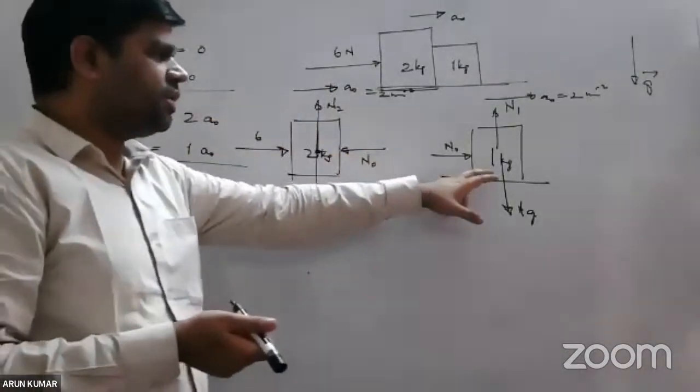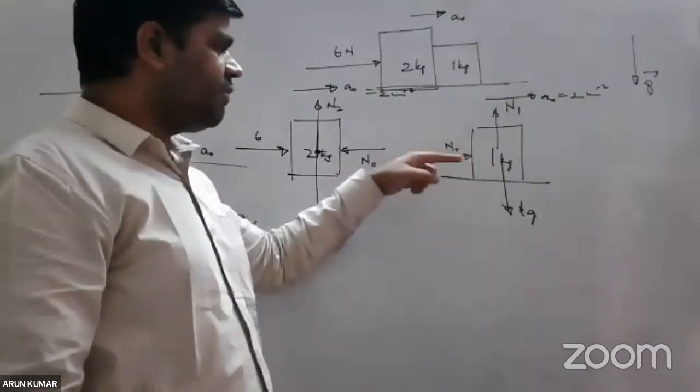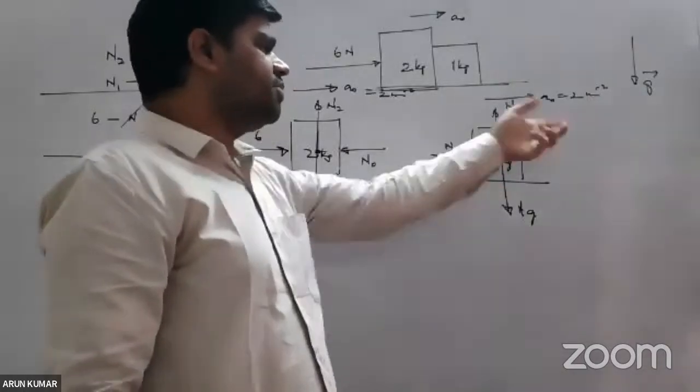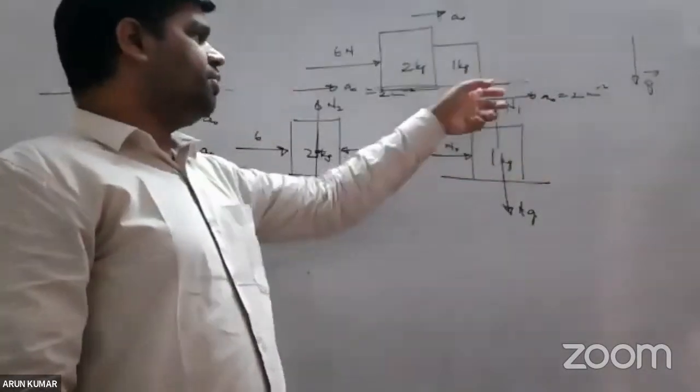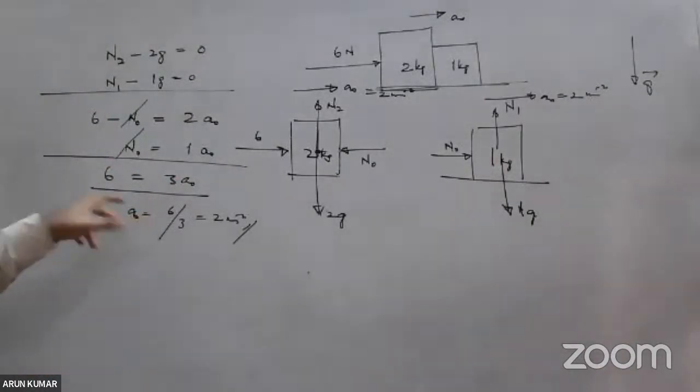Now I write the same F is equal to ma for this one. What is left here? N naught. N naught is equal to mass into acceleration, 1 into A naught. I add these two, A naught gets cancelled. So I'll get A naught equal to 6 by 3.